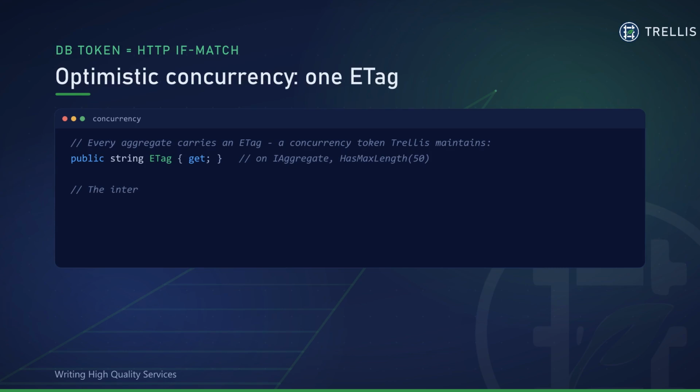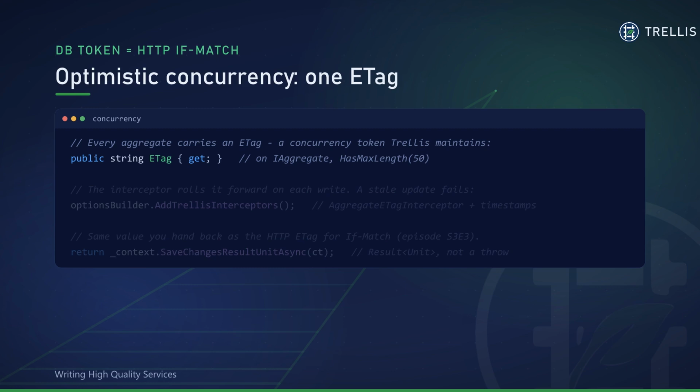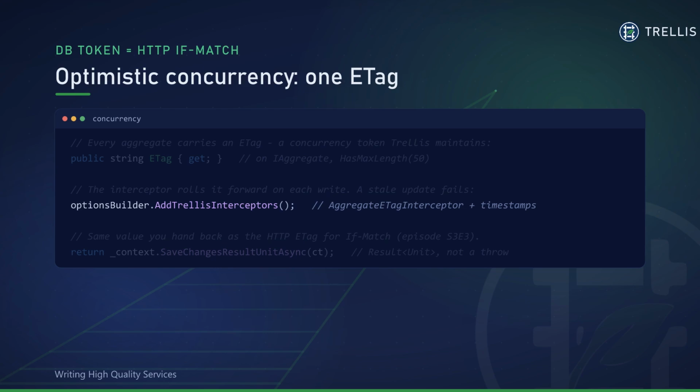Last piece, concurrency. Two users open the same project, both save. Without protection, the second silently clobbers the first, a lost update. Trellis handles it with an ETag. Every aggregate carries one, and an interceptor, wired by ApplyTrellisInterceptors, rolls it forward on every write and marks it as a concurrency token.